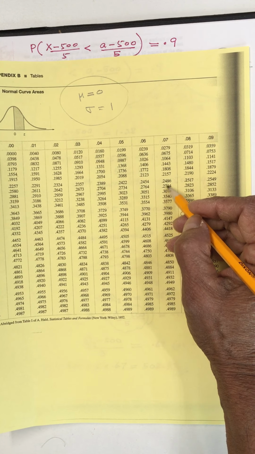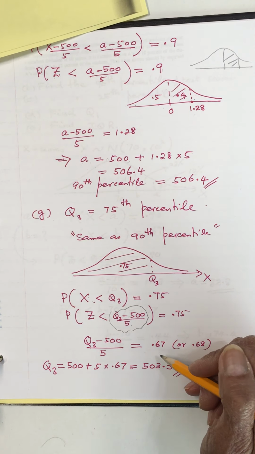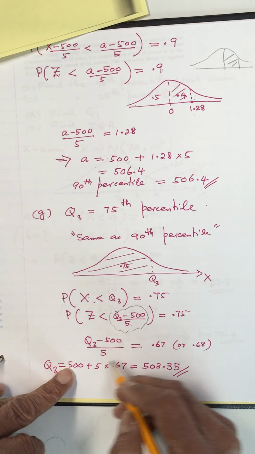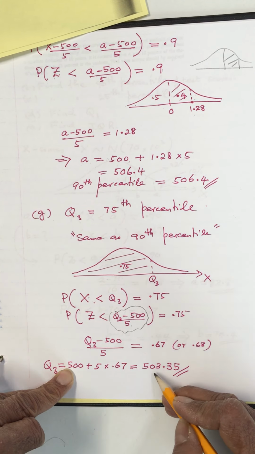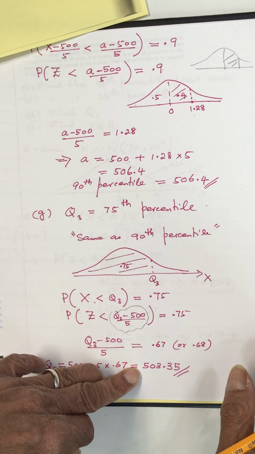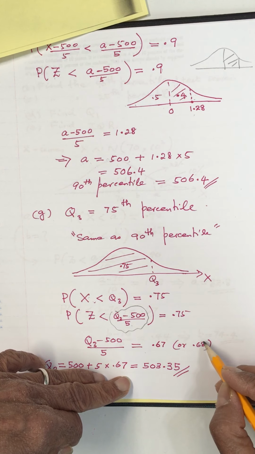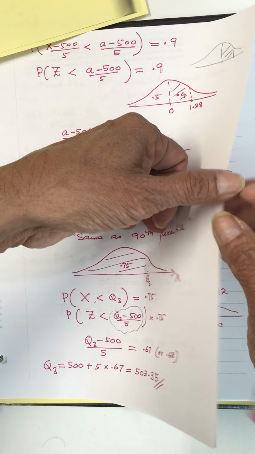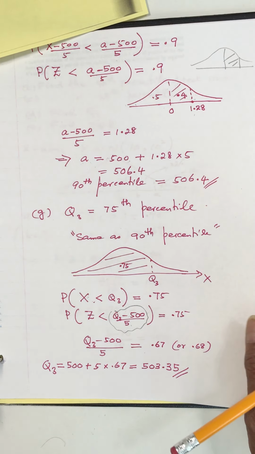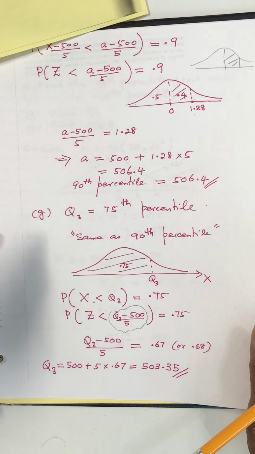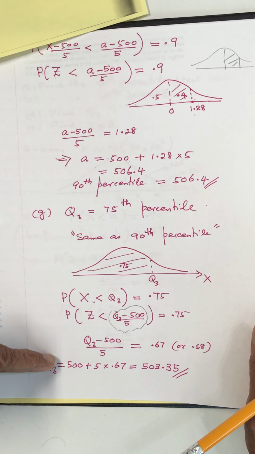So 0.67, or that. Then solve this equation, and it is going to be 503.35. If you use the other one, you will get a slightly bigger value than that. So that's the upper quartile, Q U.